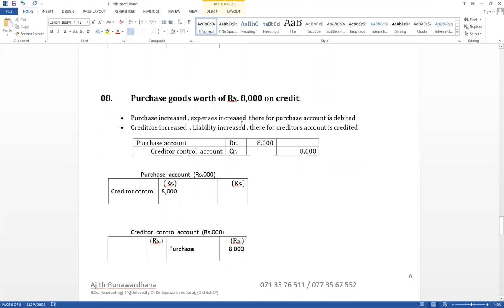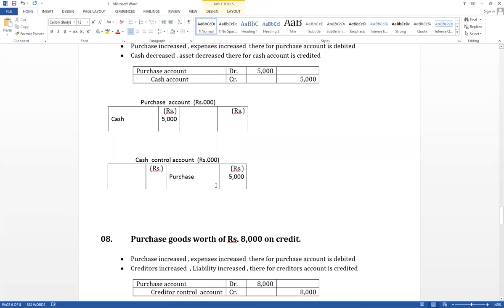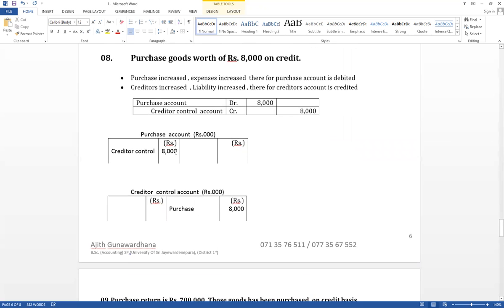That is equal to trade payable, a liability increase. Therefore, expense increase, liability increase. Purchase expense increase, purchase account debit. Creditor is a liability increase, creditors control account credit, which is equal to the trade payable account also. Therefore, purchase account debit, creditors control account credit. Cash purchase: purchase account debit, cash account credit. But credit purchase: purchase account debit, creditors account credit.